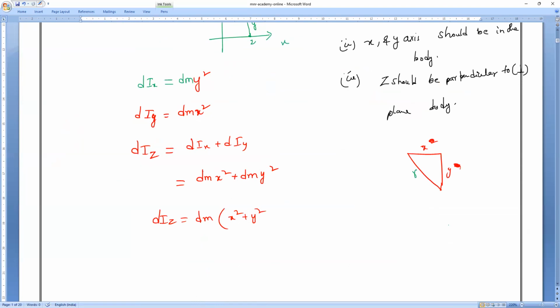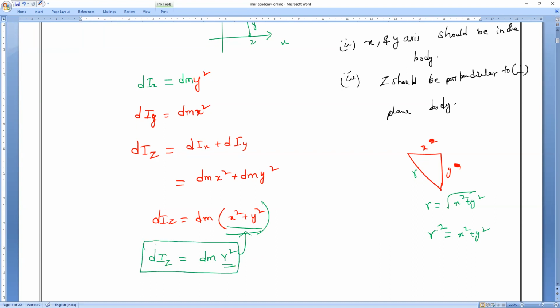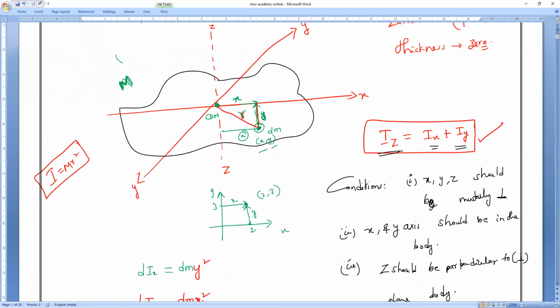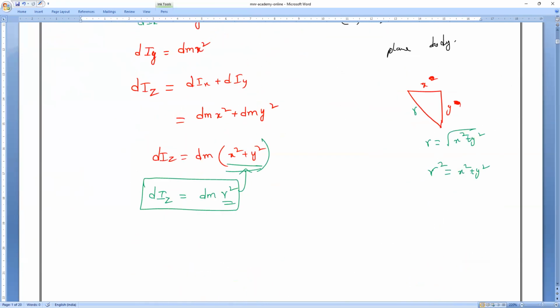So if I apply the Pythagoras theorem, r is equal to the root of x square plus y square, so r square is equal to x square plus y square. So instead of x square plus y square, I can write dm into r square. This r square means x square plus y square. So this is called the moment of inertia in the z-axis. That is only called the perpendicular axis theorem. Now this is for a particular particle.